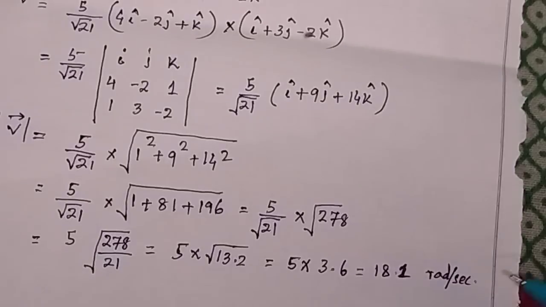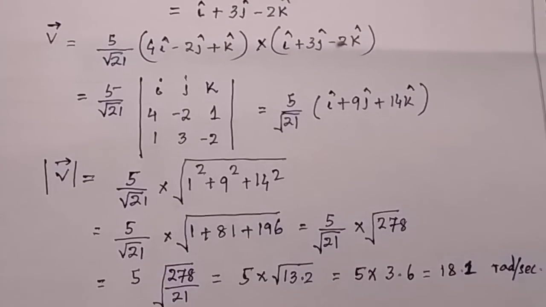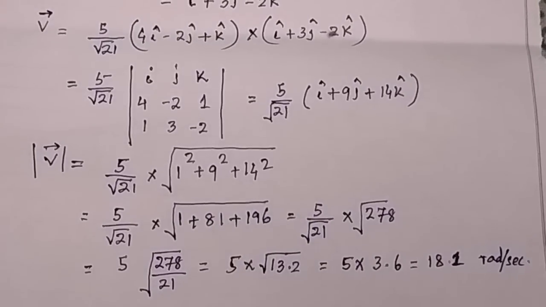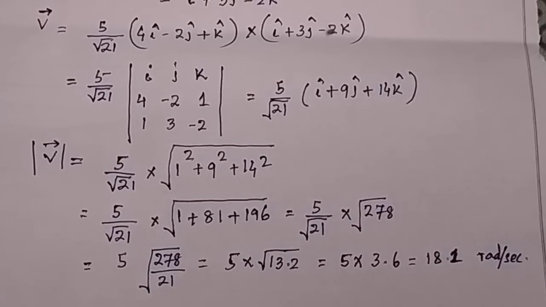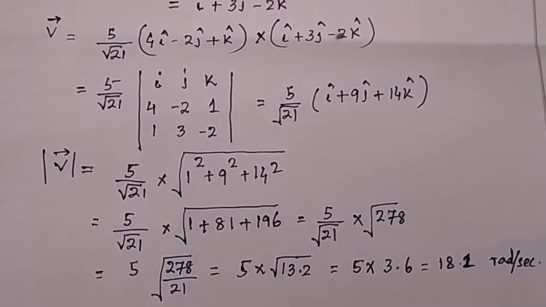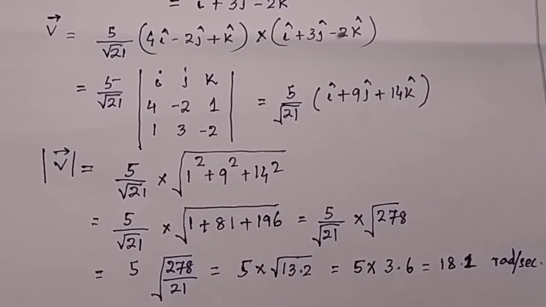So in this way, you can find out the linear velocity of the body or the particle moving with angular velocity 5 radian per second.